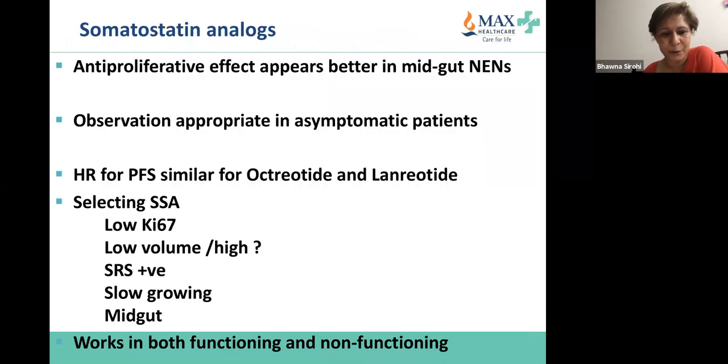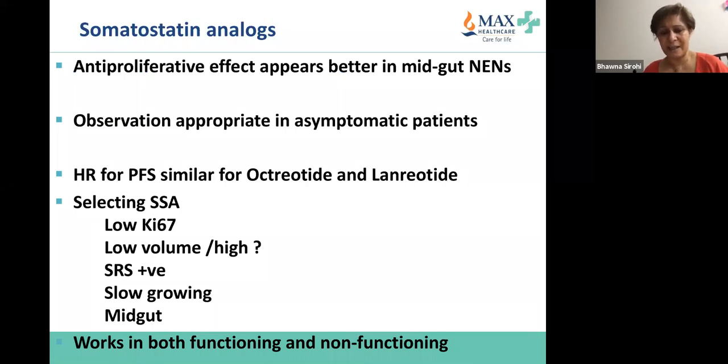So it's very important. So the take home for somatostatin: anti-proliferative effect is better in midgut. Observation is appropriate for asymptomatic patients. The hazard ratio is similar for octreotide and lanreotide. And I would select a somatostatin analog for low Ki-67.